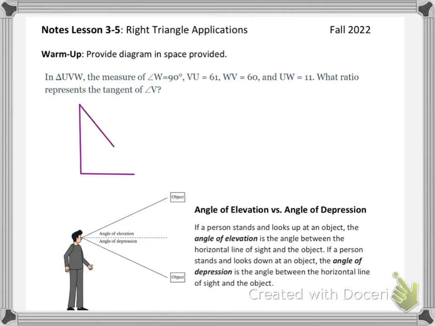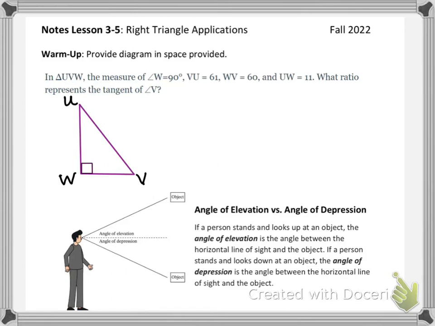And let's connect these vertices. And we notice that we do have a 90-degree angle as mentioned earlier. So we're going to put that little box symbol. We know that W is going to be the 90-degree angle. VU is going to be 61, so that requires us to label the other vertices. You can either do U to the top and V to the bottom vertex or vice versa. It does not matter. So VU is going to be 61.